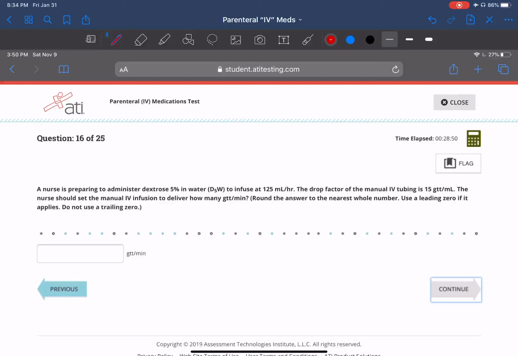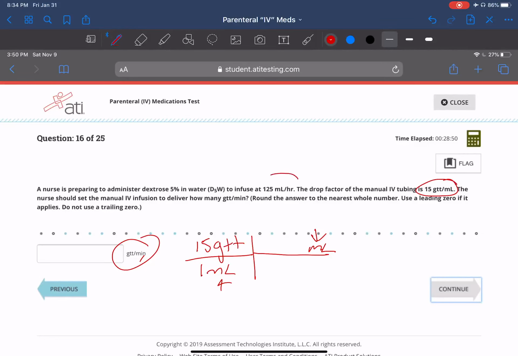All right, so it's asking for GTT a minute again. So if you want to pause it and read it, go ahead. So let's find the GTT, which is 15 GTT per 1 ml. Now we need to convert this ml, from here we need another ml. And the only one in the problem is right here. And it says 125 ml per 1 hour. So it literally gives us the fraction for us. So 125 ml per 1 hour.